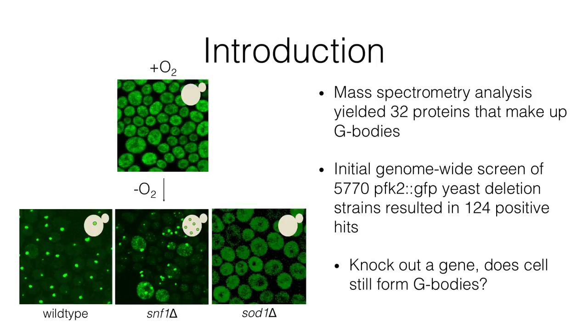Since then, our lab has done a lot of work on G-bodies. One big thing was that Greg in our lab purified G-bodies from yeast and sent it in for mass spectrometry analysis. From there, based on which proteins were enriched in the G-bodies compared to the rest of the cell, he found around 32 proteins that likely make up a G-body.